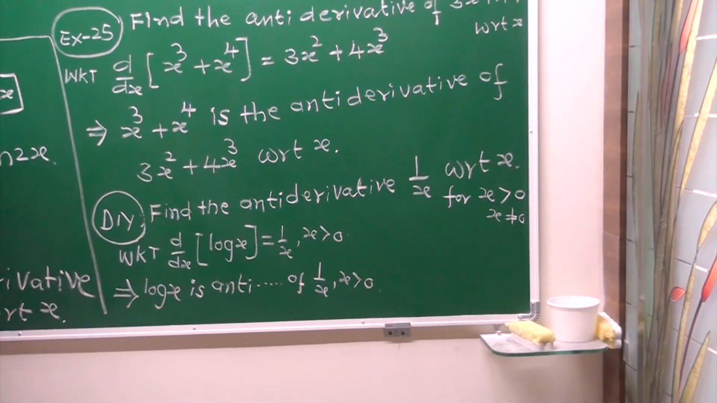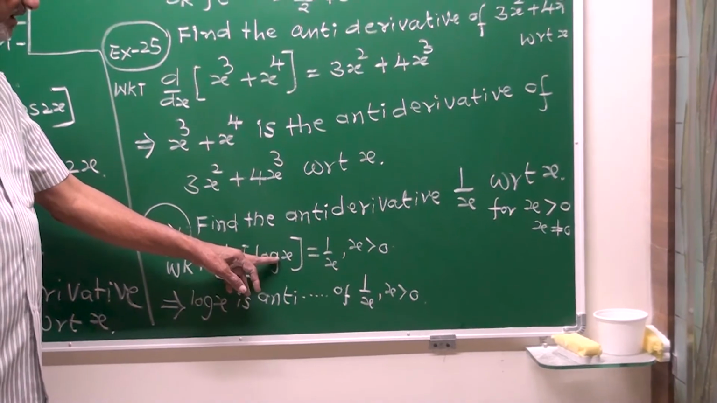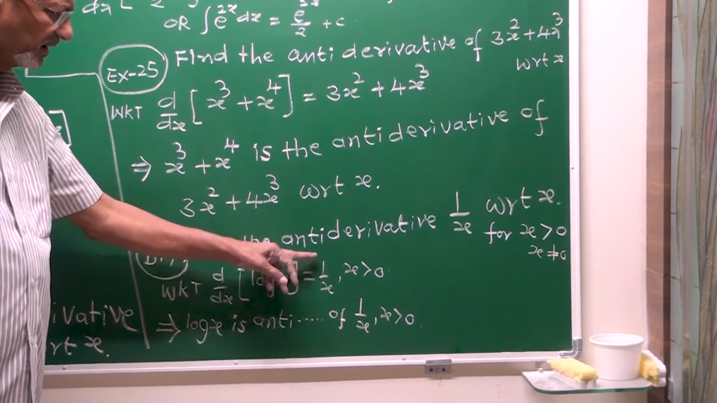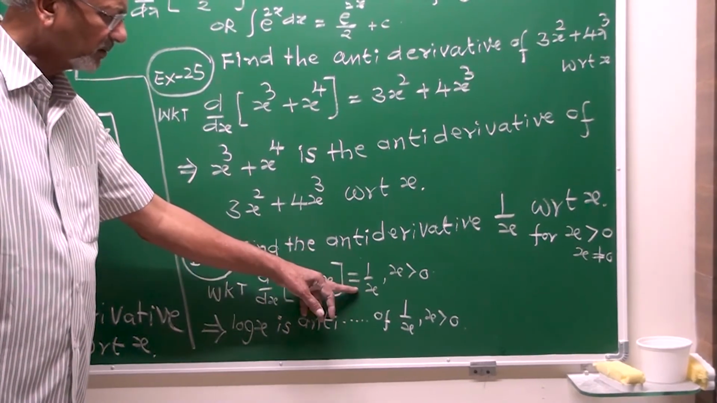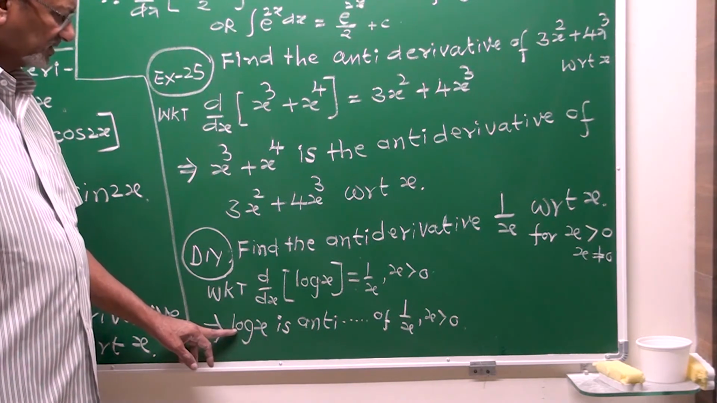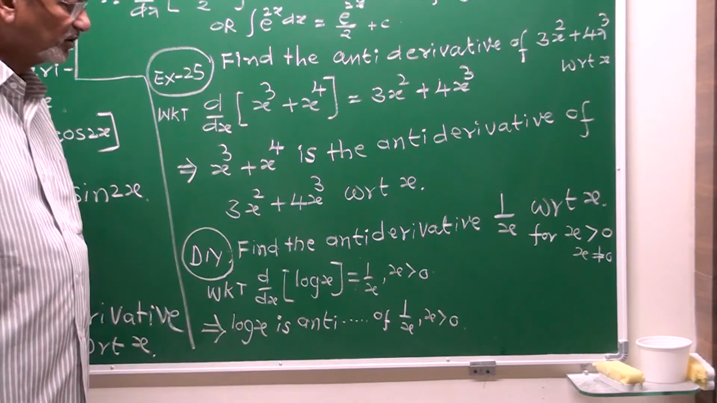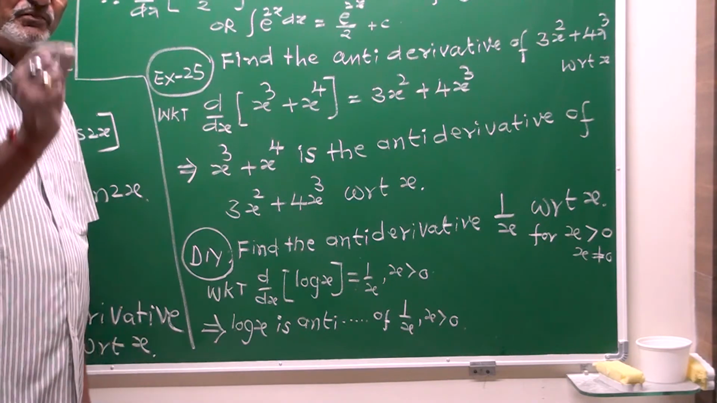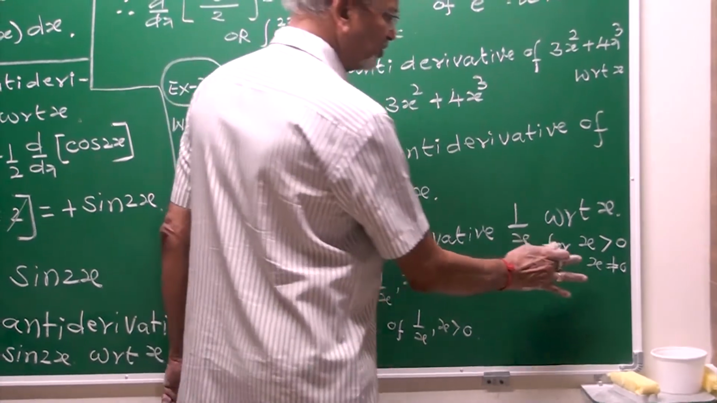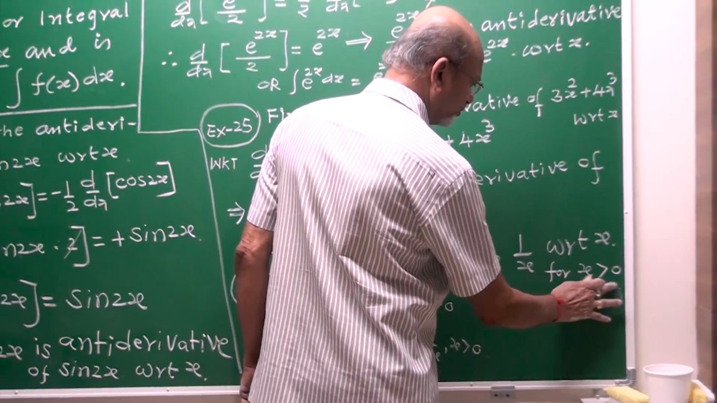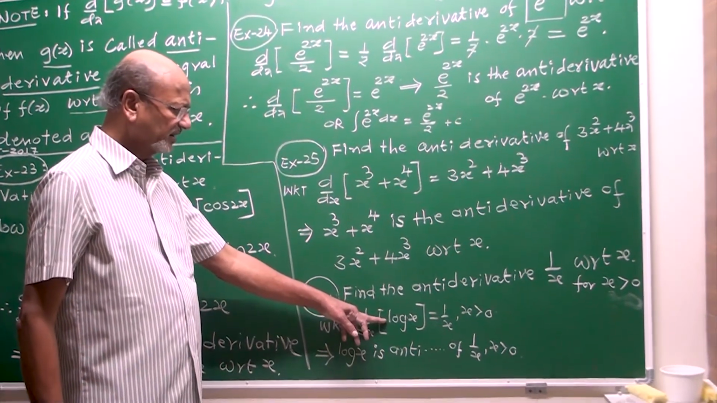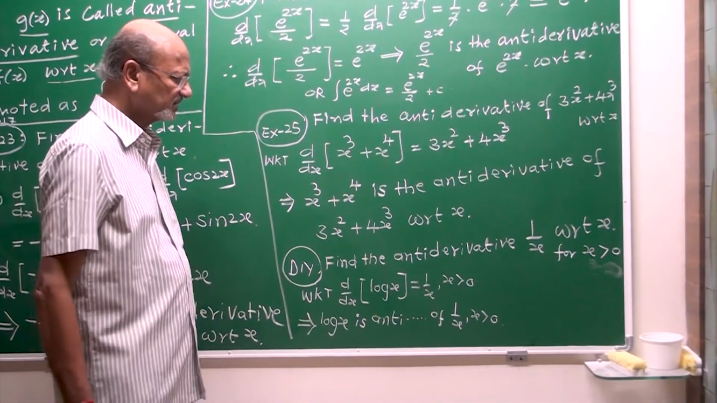When x is negative, the derivative of log of minus x is minus 1 by minus x, which is plus 1 by x. Then you have to make use of log mod x as the antiderivative of 1 by x. You have to consider mod x and plus minus. But anyway, x is positive is given. When x is positive, derivative of log x is 1 by x. Reverse it: log x is the antiderivative of 1 by x.